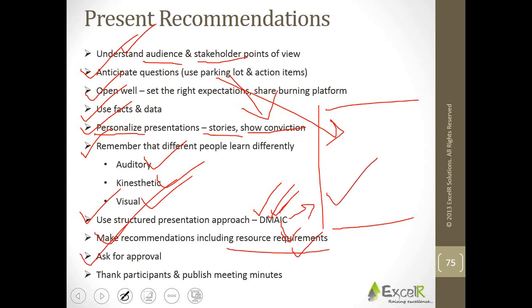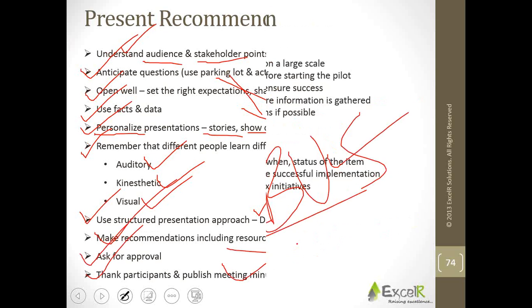Ask for approvals. Do not blindly assume that the solution that you have spoken is well taken by all the audience. Ask them for approval. Is it okay? Are you guys with me with the solution? Can we implement? Things like that. You thank your participants and then you publish the minutes of meeting.